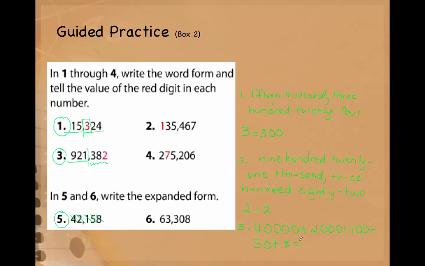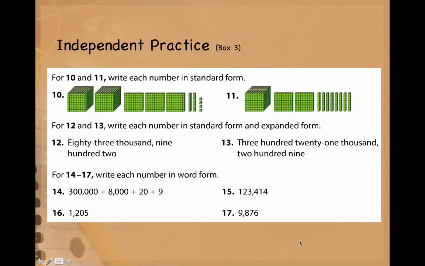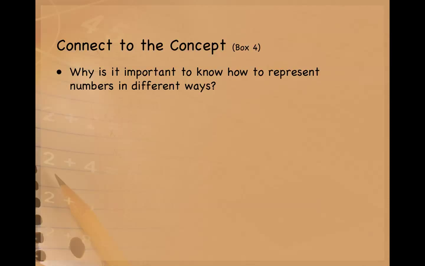And that's how you represent the numbers in different ways into the thousands. Now it's your turn. Please complete 10 through 17 on your own in box 3 of your homework sheet. And please answer the connect to the concept question. Why is it important to know how to represent numbers in different ways? If you have any questions or comments, please bring those to class.